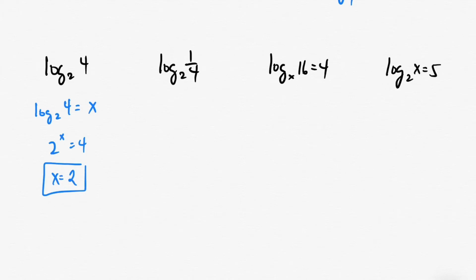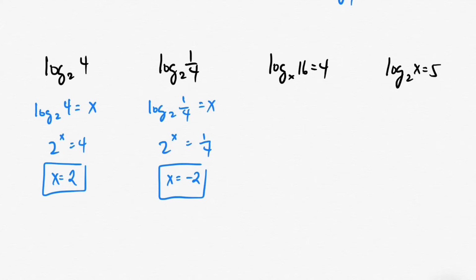Now let's try the second one. We are also missing the answer here. So we can write it as log base 2 of 1/4 is equal to x. Convert this into its exponential form. 2 raised to x is equal to 1/4. And we know that if we raise 2 by negative 2, we will be getting 1/4. So the answer here is negative 2.